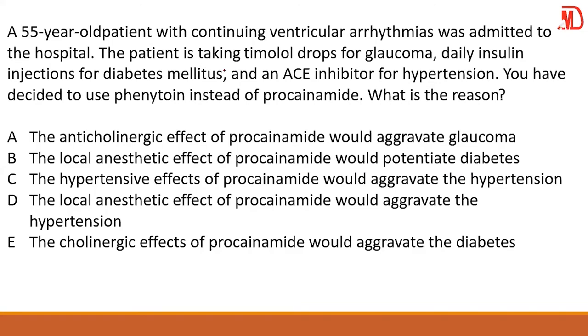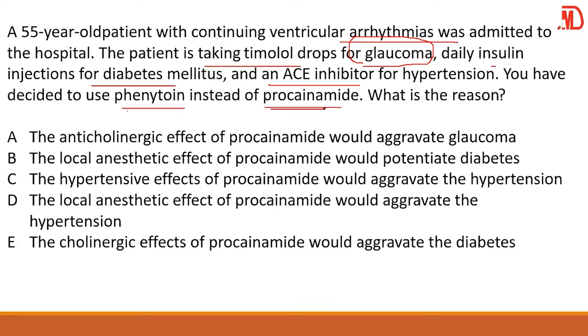A 55-year-old patient with continuing ventricular arrhythmia was admitted to the hospital. The patient is taking Tylenol drops for glaucoma. And you know, glaucoma means there's increase in pressure inside the eye. They're also taking daily insulin injections for diabetes, and an ACE inhibitor for hypertension. Then you have decided to use phenytoin instead of procainamide. What is the reason? Why will you use phenytoin instead of procainamide?